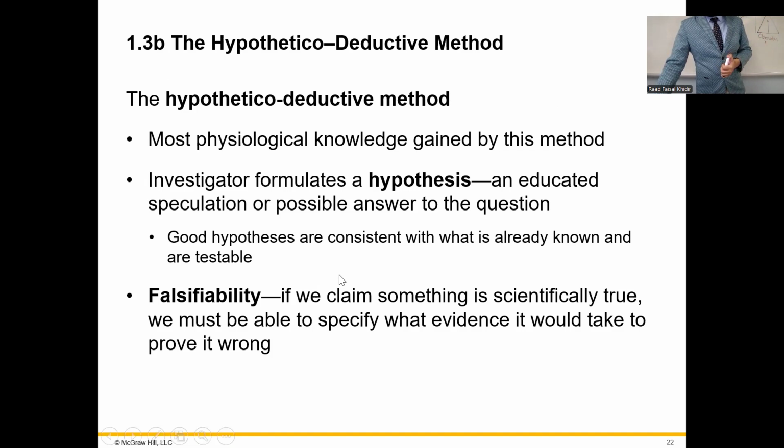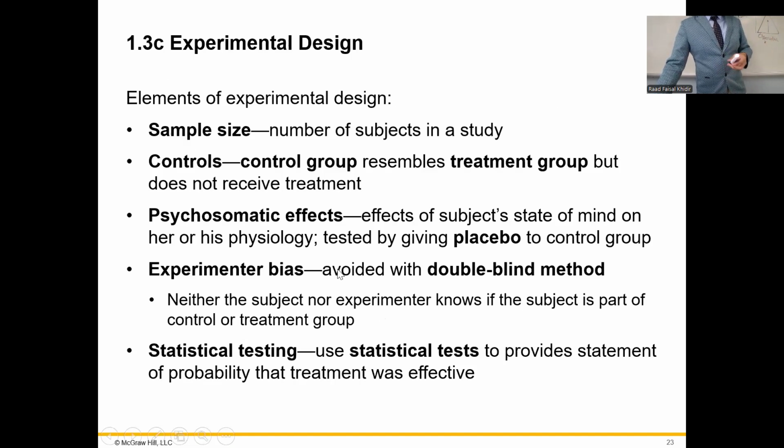Okay. Falsifiability, we talked about that. Then the experimental design: there's got to be a sample size, and there's got to be a number of subjects in the study. There's got to be a control group. That group resembles the treatment group, but does not receive the treatment.